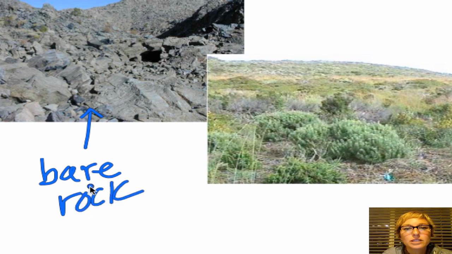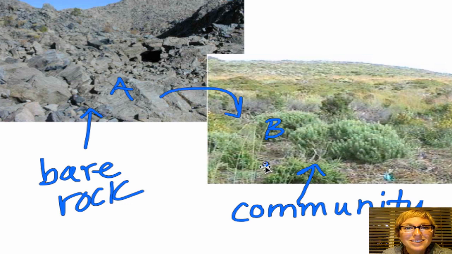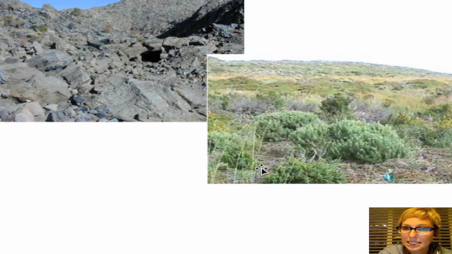And my question to you guys is, how do we get from bare rock, what Hawaii once was, to this plant and animal community? So how do we get from this point A to this point B? Well, it actually follows a pretty set series of steps of succession, and that is what we're going to talk about.